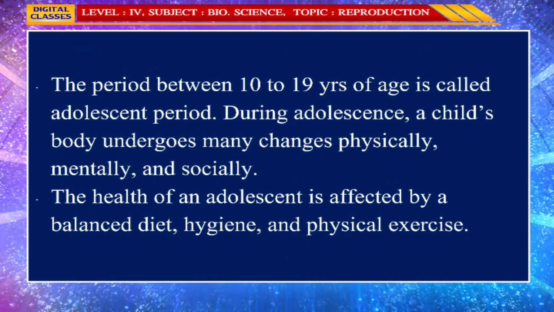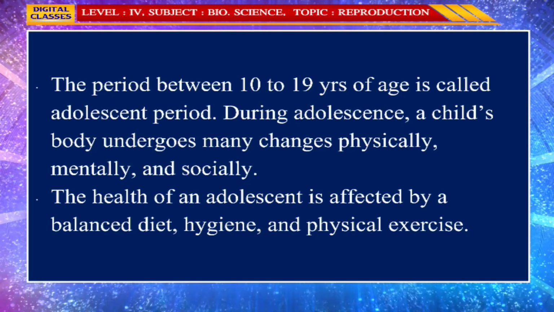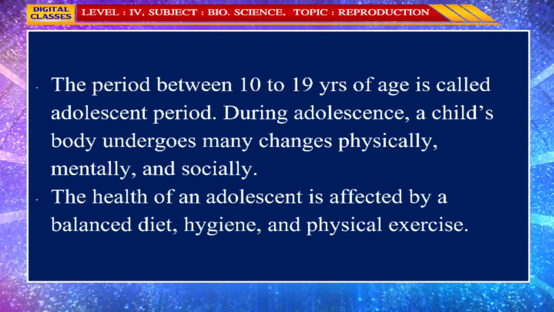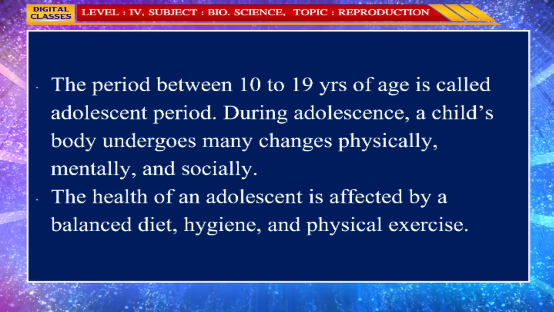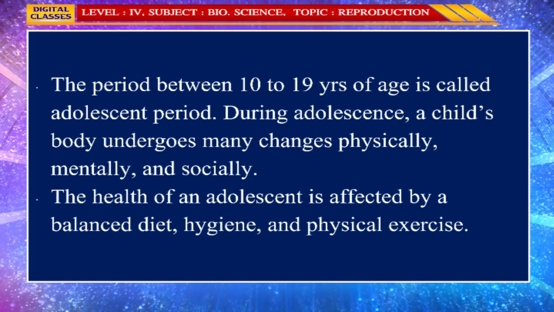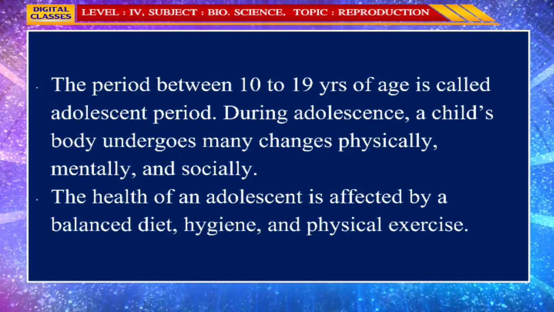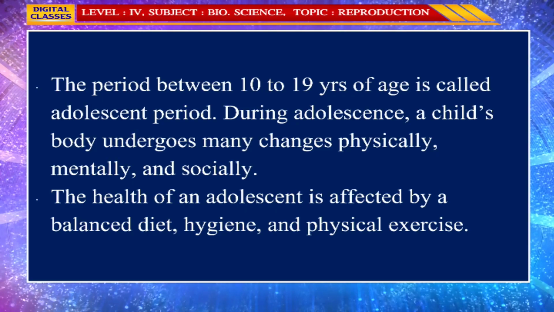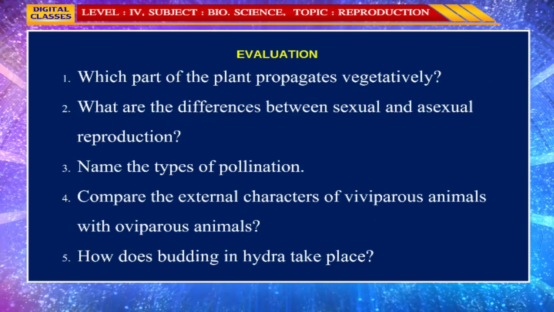The period between 10 to 19 years of age is called the adolescent period. During adolescence, a child's body undergoes many changes physically, mentally and socially. The health of an adolescent is affected by a balanced diet, hygiene and physical exercise.